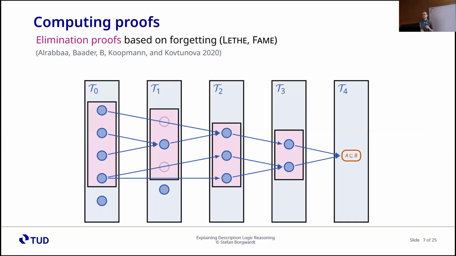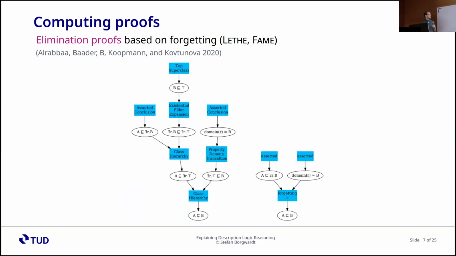So you can then reconstruct a proof from this structure, which is very nice because it works whenever you have a forgetting tool, even if you don't have a consequence-based reasoner for the logic. For example, it also works for ALCOI, for some of these tools, and for ALCH. And then you can extract proofs that look like this.